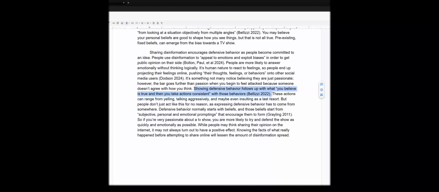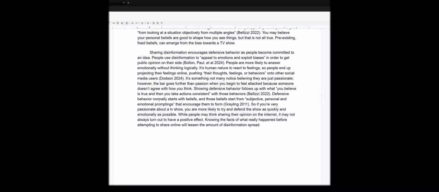Okay, so it's with the defensive behaviors. Okay, these actions carry yelling, talking aggressively, maybe insulting as a last resort. People don't just act like this for no reason, as expressing defensive behavior has to come from somewhere. After all, you have to be defending something, so.